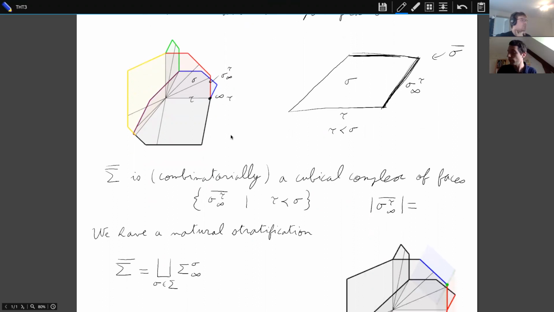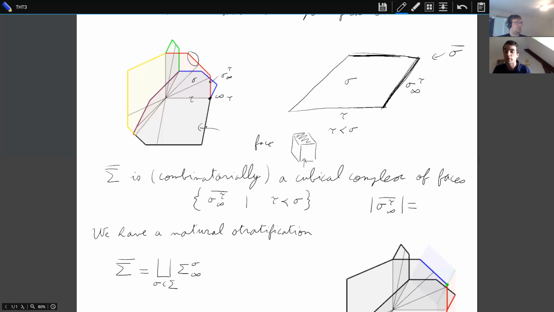So combinatorially, overline sigma is just a cubical complex of faces, and the faces are the cubes. For example, you have one face here, another face here. So combinatorially, it's really a cubical complex. It means that any face is combinatorially isomorphic to a hypercube for its lattice of faces. So for instance, you can have a face like that, and then you will have this face and the opposite face. For each face, for each subface, you have an opposite subface, etc. Here, everything is combinatorial squares or segments. In higher dimension, you will have hypercubes. This is nice because there are things we can do with a cubical complex.